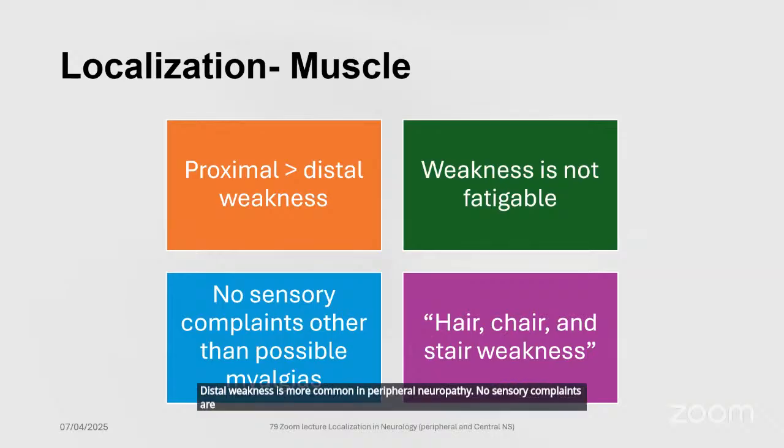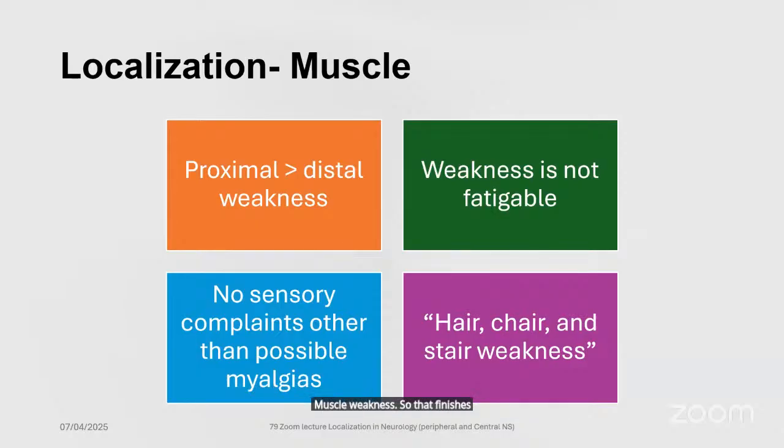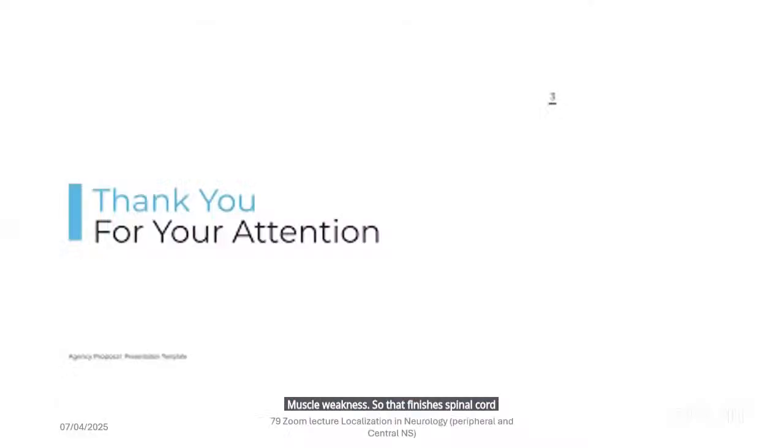There are, though, myalgias, and there is a problem in combing hair. There is a problem in getting up from a chair or from the toilet seat, and they cannot climb the stairs. All these are features of muscle weakness. So that finishes the spinal cord, the roots, the nerves.